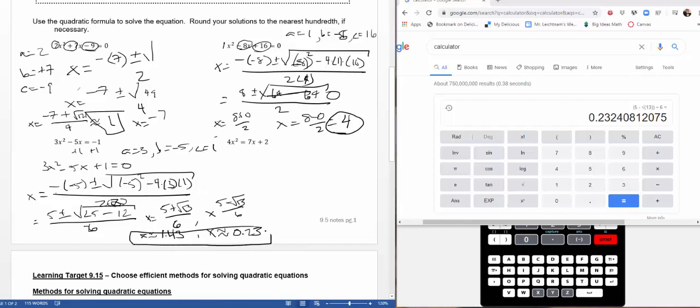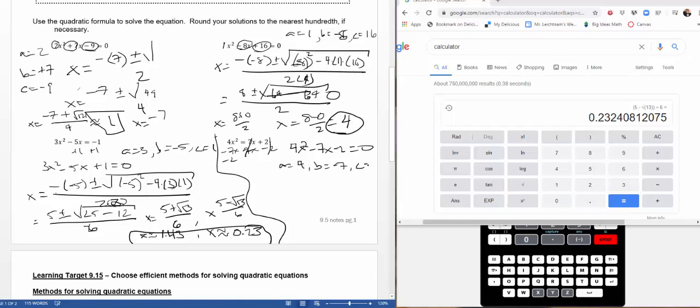Lastly, here's a similar problem to the rest, but again, this is not equal to 0. I need to rearrange this to be 0. You can gather on either side you want. I always like the leading term to be positive if I can help it, so I'm going to subtract 7x from both sides. And I'll subtract 2 from both sides, so that the right-hand side is 0. 4x squared minus 7x minus 2 equals 0. So a is 4, b is negative 7, c is negative 2.